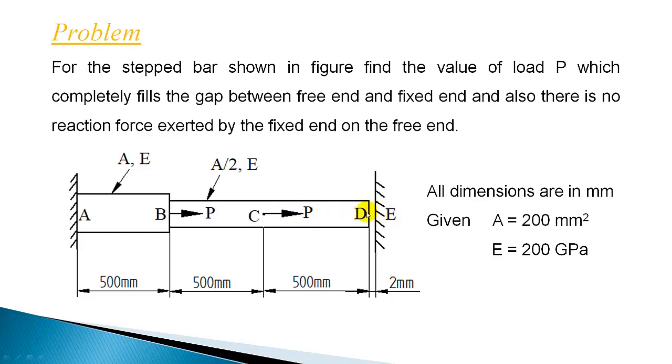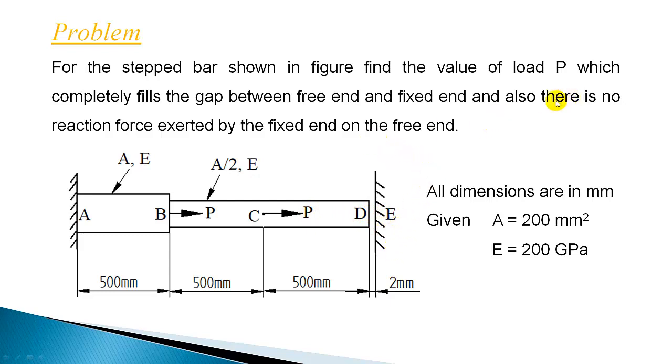It is trying to elongate. These forces are trying to elongate, but this rigid wall will not permit that, and that will produce a reaction from here. So that should not happen, and the gap should only just get filled. So we need to find the sufficient amount of force P so that the gap will only just get filled and there will not be any reaction from the fixed end. So that is the minimum value of P required to fill the gap.